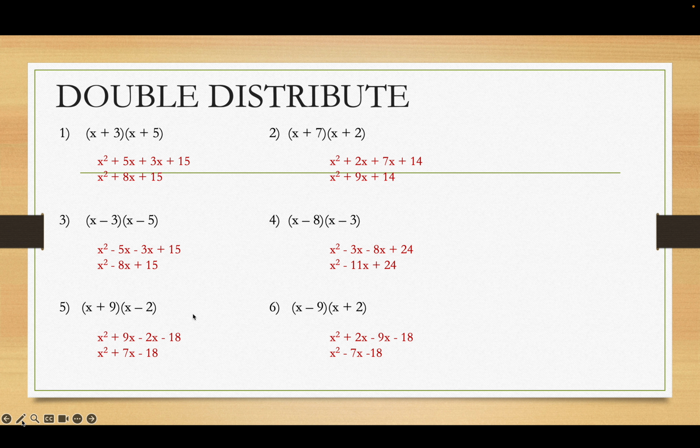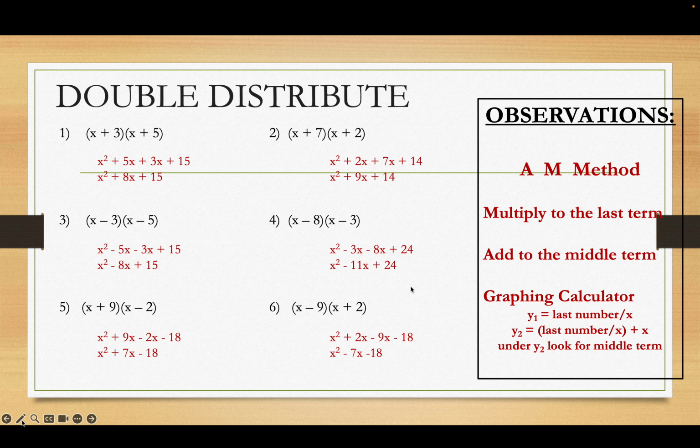Oh, wow. I didn't notice this before, but this is pretty cool because that shows me what I must have started with to get the product at the end. Look at this one. 9 times negative 2 is negative 18, so I multiplied to that last term, which was pretty obvious, but what I might have missed if it wasn't brought to my attention is that 9 plus negative 2 is 7. And in the next one, negative 9 and 2 make negative 7. That's pretty powerful. That brings us to what we call the AM method.